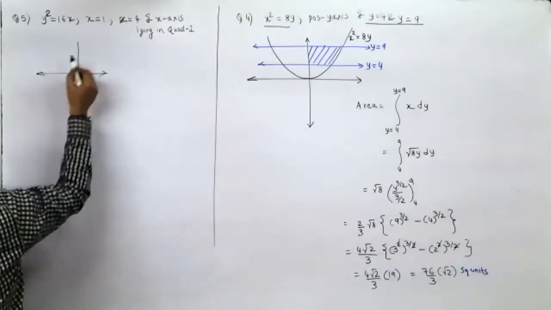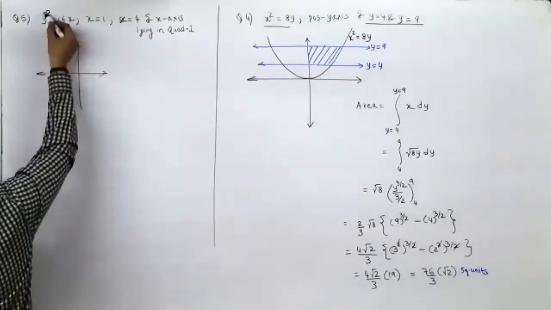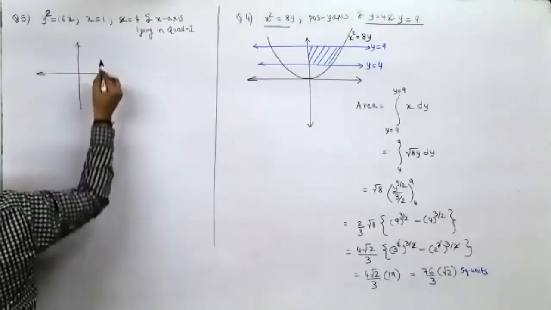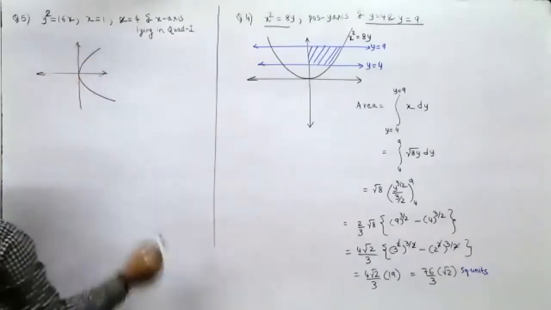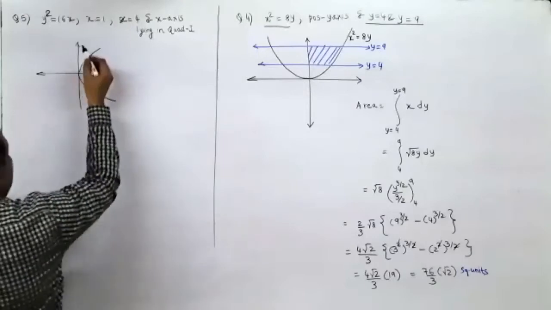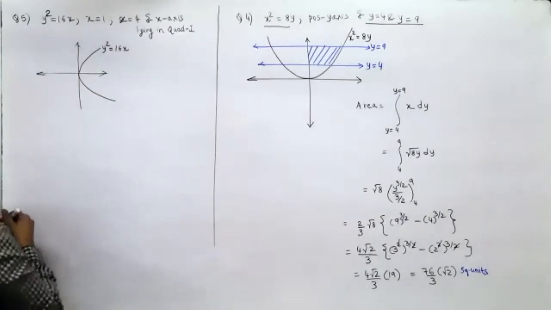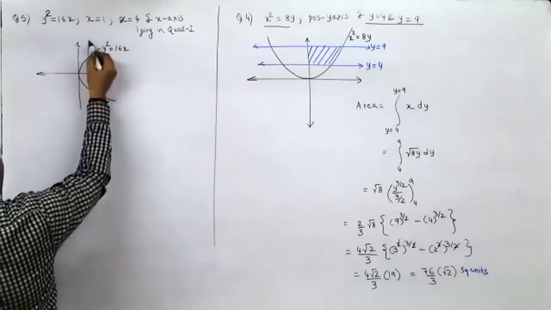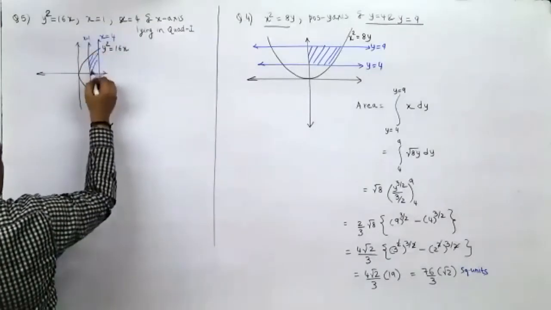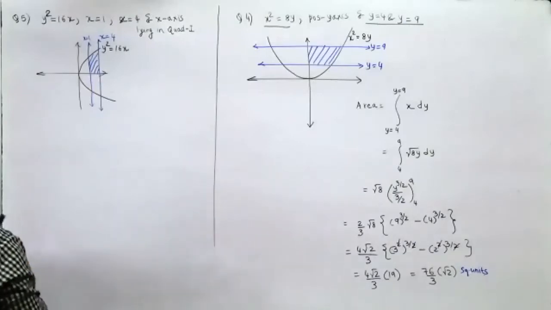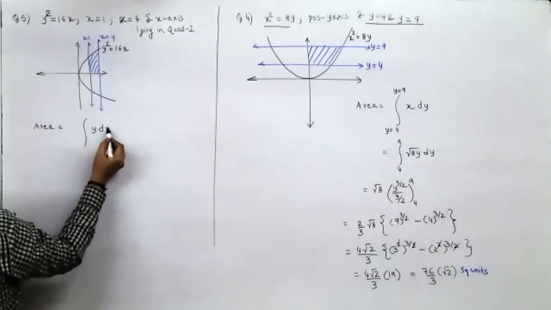Right. Which axis is it symmetrical about? The x-axis, because y is square. Only when it is on the x-axis, you will get two values of y. That is y square, and it is positive. So it is y square equal to 16x, between x equal to 1, that is parallel to the y-axis, and x equal to 4, and first quadrant only.